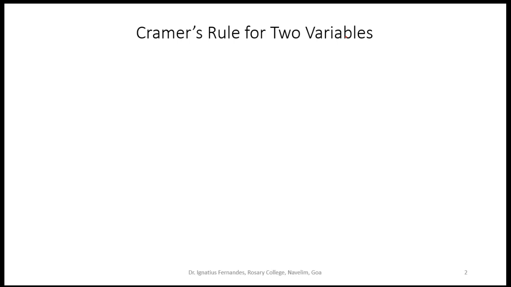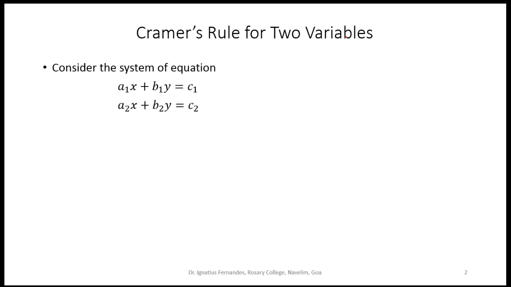So we'll start with a 2-variable case and then we'll go to a 3-variable case. Let's say I have a system of equations in this form. I have a1x plus b1y equal to c1, a2x plus b2y equal to c2. So these are two linear equations in x and y. When I say I want to solve this system of equations, I want to basically find the values of x and y which satisfy these two equations.